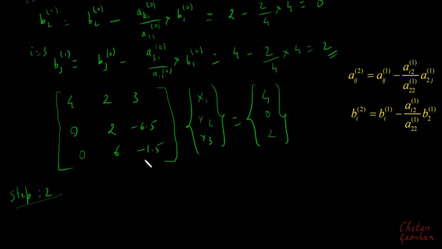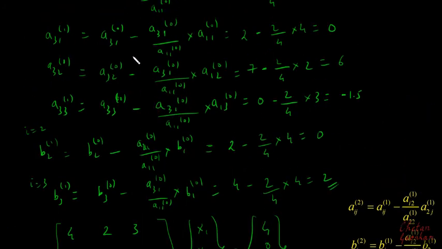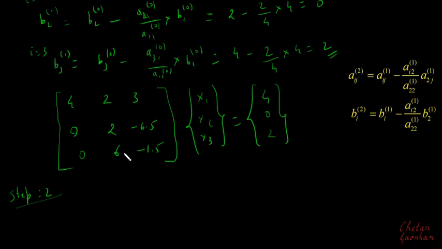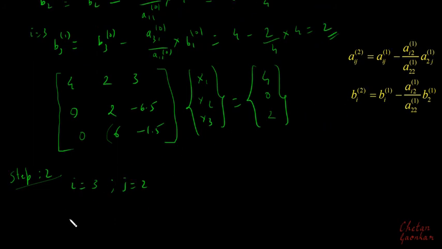And then again we need to start doing all these steps only for this row, because I need not do anything for this row now. So here for this element, i is 3, whereas j is 2. So in place of aij, I have, that is, aij will be a32.